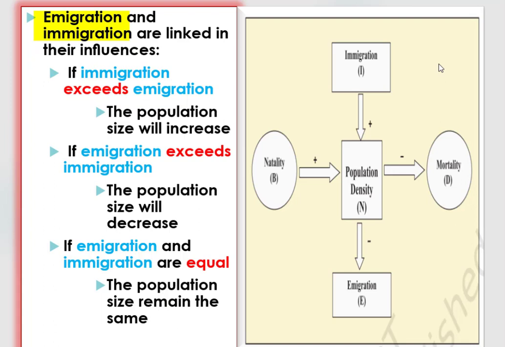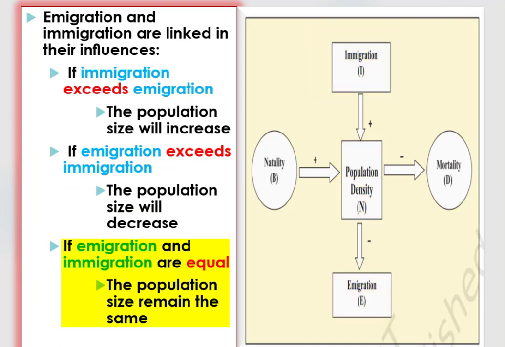Like natality and mortality, immigration and emigration are linked in their influences. If immigration exceeds emigration, the population size will increase. If emigration exceeds immigration, the population size will decrease. And if immigration and emigration are equal, the population size remains the same.